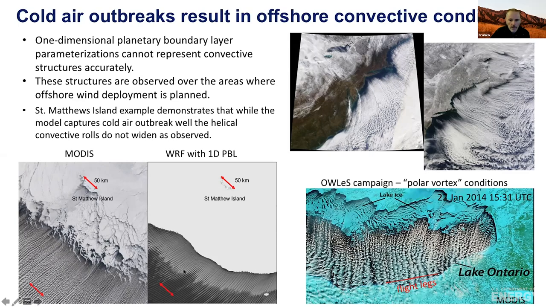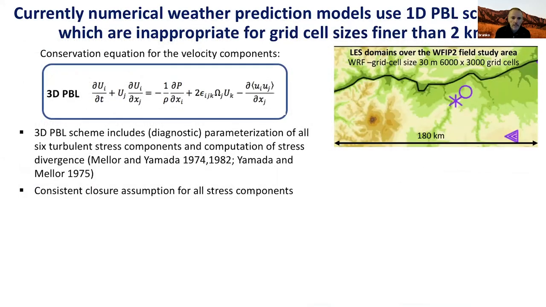If we do a WRF simulation, there is really no widening of convective rolls and the transition is not captured. So that's why high resolution and different parameterizations are needed. This was also the motivation to develop a 3D PBL parameterization that we developed based on the WFIP2 project, where we are parameterizing the full turbulent stress and its divergence following Mellor-Yamada developments.